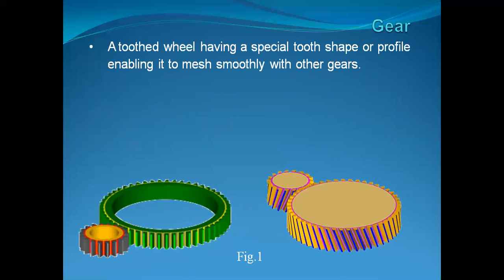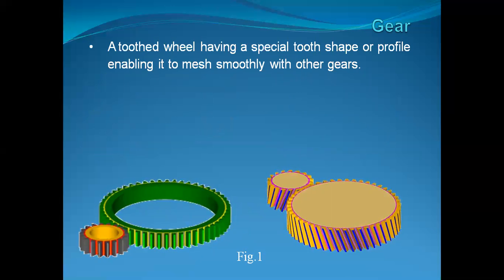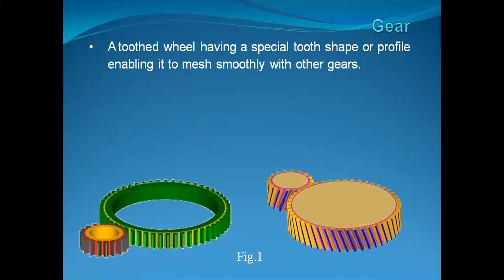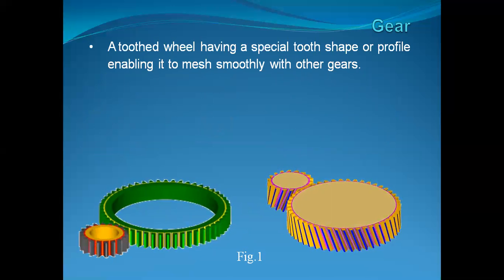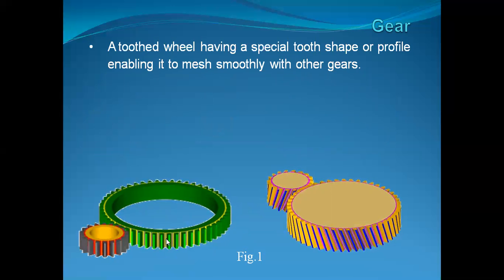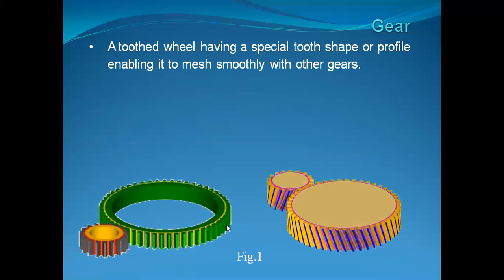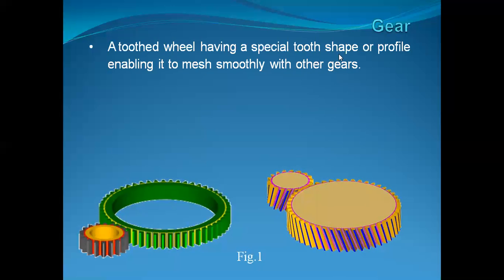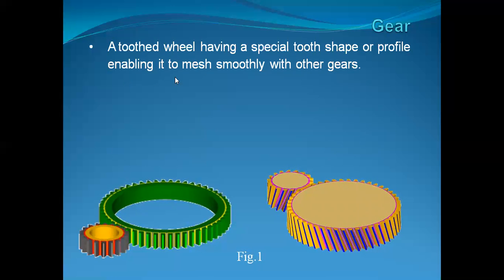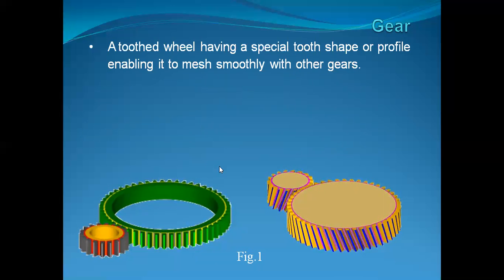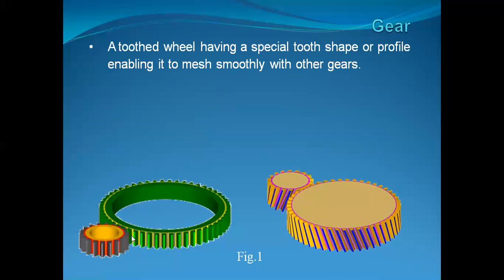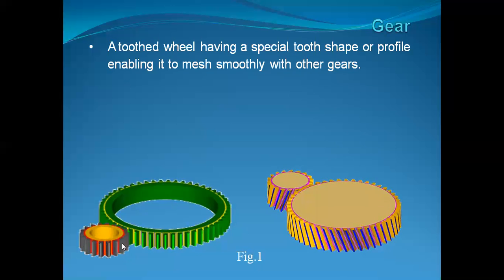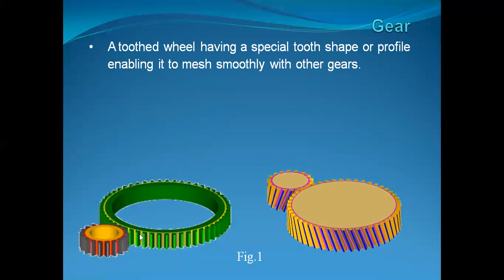Gear. What is the definition? A toothed wheel having a special tooth shape or profile enabling it to mesh smoothly with other gears. A toothed wheel: this is a wheel, and it is having teeth. These are called teeth. So we can call it a special tooth shape or profile, enabling it to mesh smoothly with other gears. It is meshed with other gears because the motion is transferred only this way, by mating of gears.